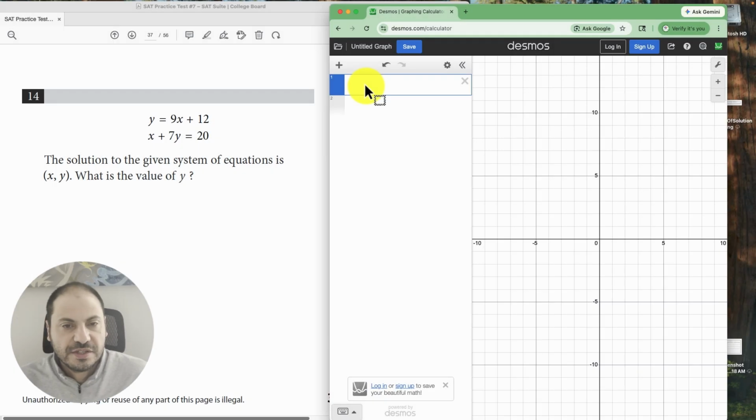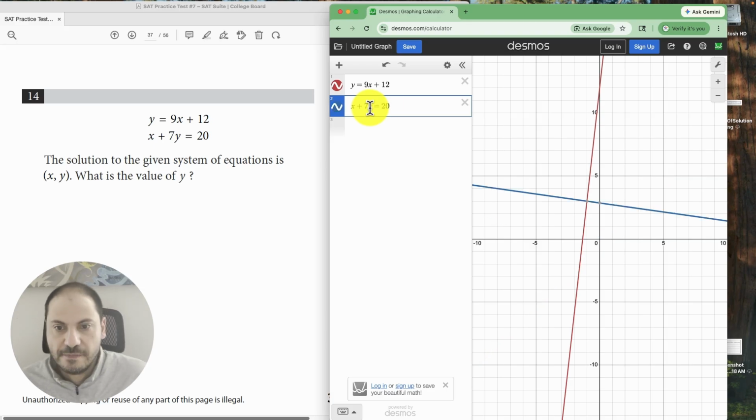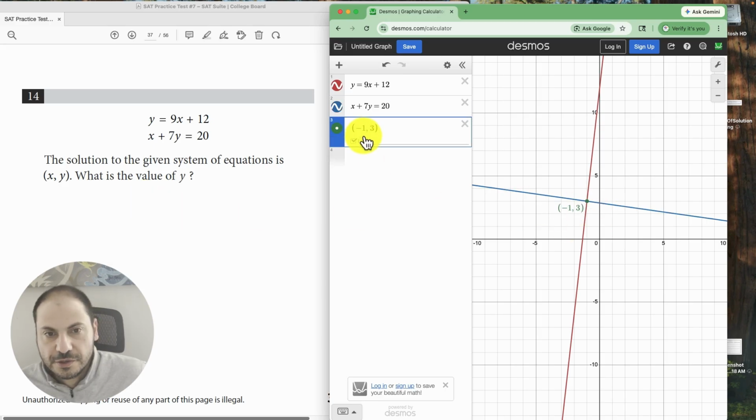I'm going to show you two ways to do this. One is the regular way, just graphing it, 9x plus 12. We're not using regression, so I'm not going to use x1 or y1. Y equals 20. The solution to the given system of equations is x, y. What is the value of y? It's where they intersect, so the value of y is 3.